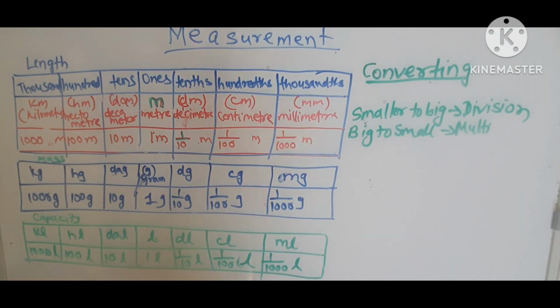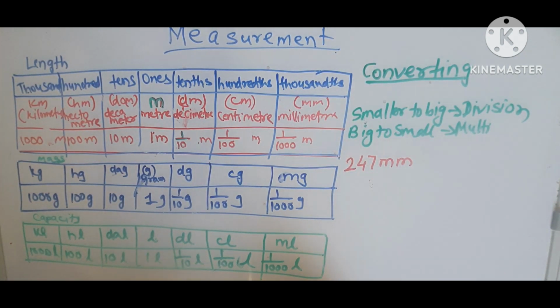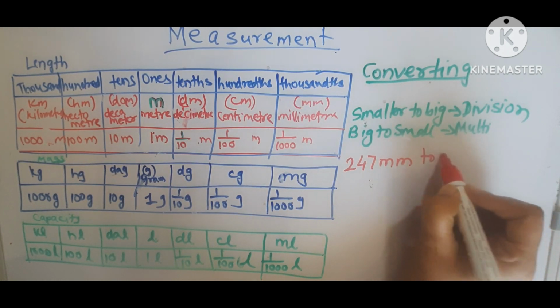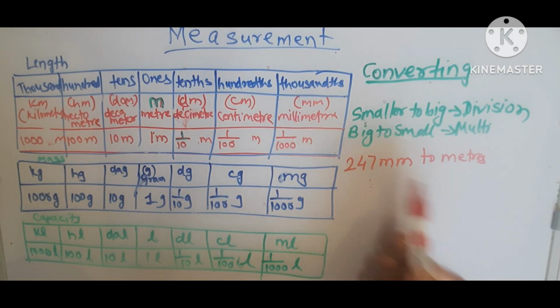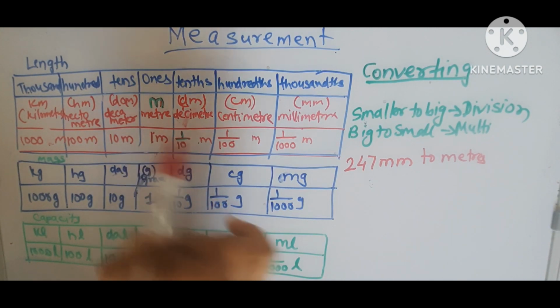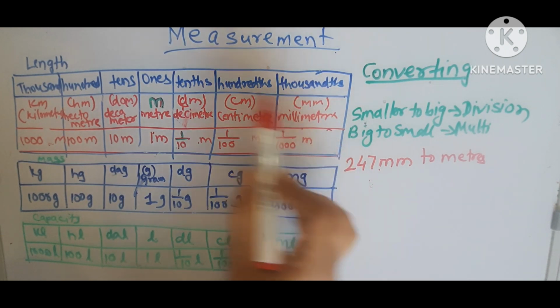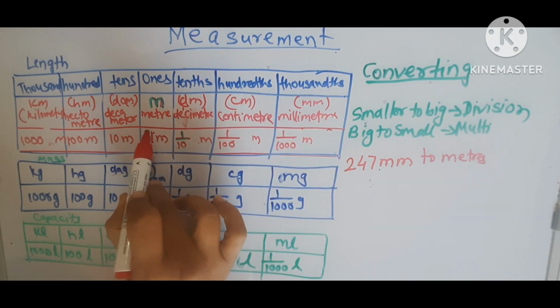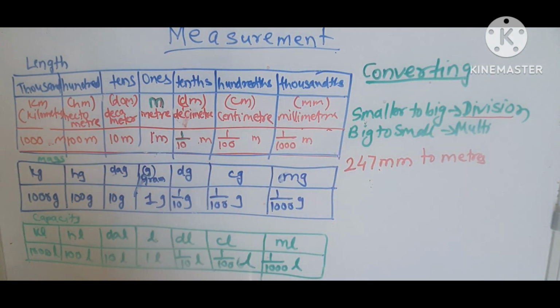Suppose it's given that we have to convert 247 millimeter to meters. Here we have millimeter and we have to convert it into meter. Now millimeter is a smaller unit. We are converting from a smaller unit to a bigger unit. Meter is bigger than millimeter, so we'll do division here. Now by how much will we divide?